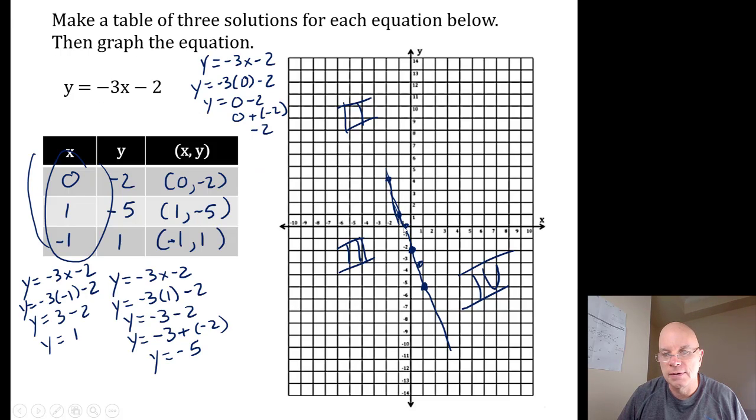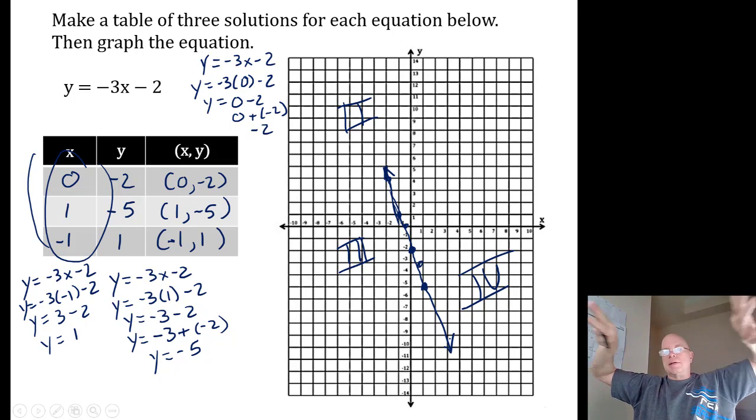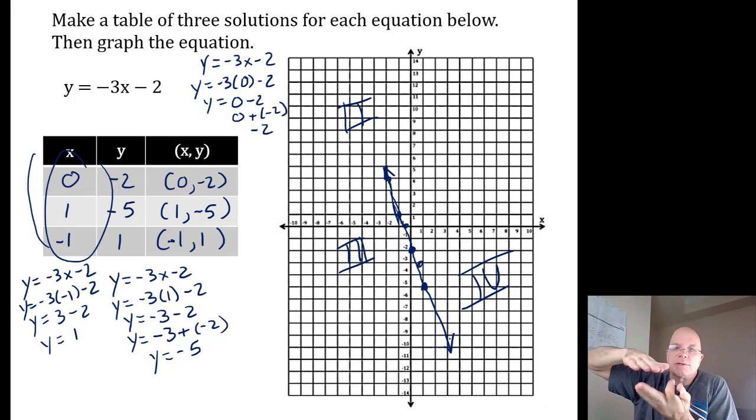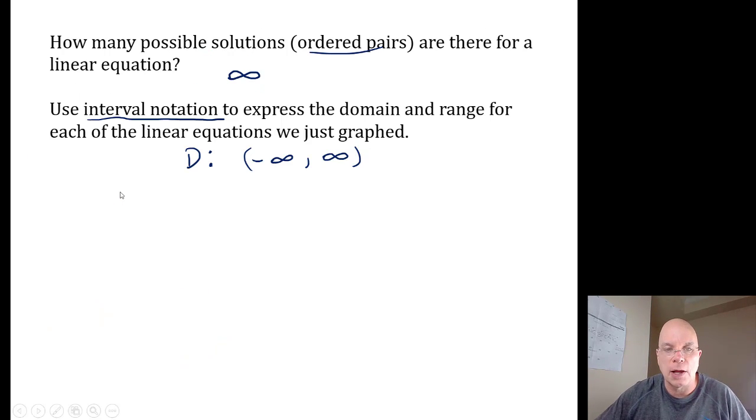I could pick any input for x all the way to negative infinity. I could pick any input for x all the way to positive infinity. The domain goes from negative infinity to positive infinity. We know that this line is infinite in both directions. It will spread out, it will take up the entire domain from negative infinity to positive infinity. Likewise, I think you can see that it will also take up the entire range of possible values of y. So the range will also be negative infinity to positive infinity.